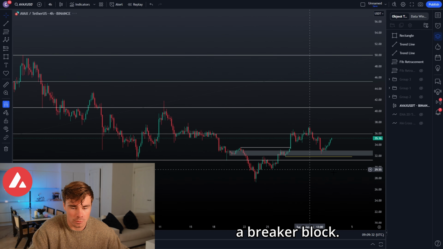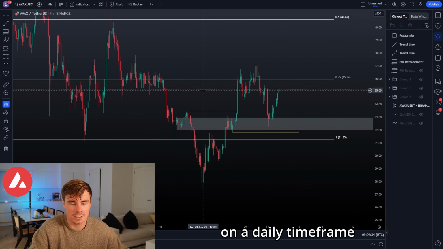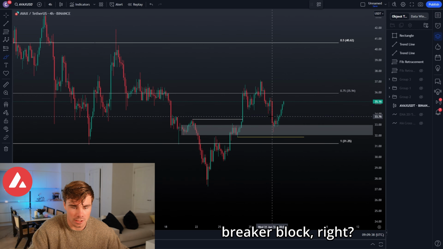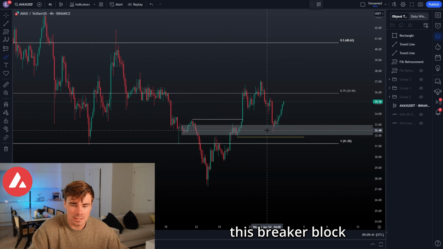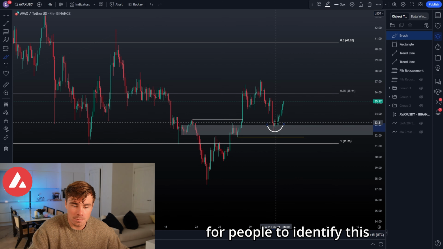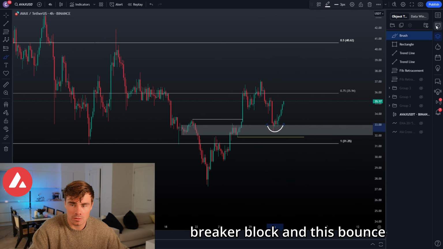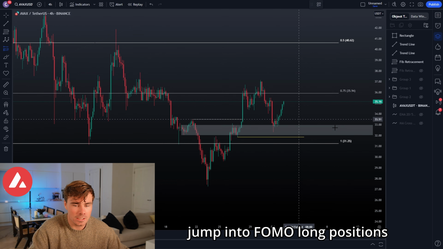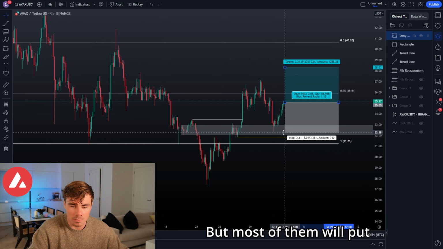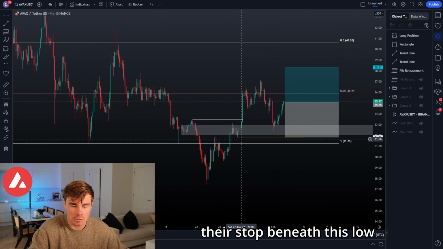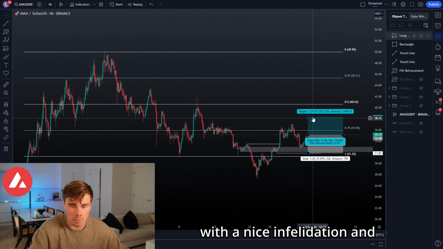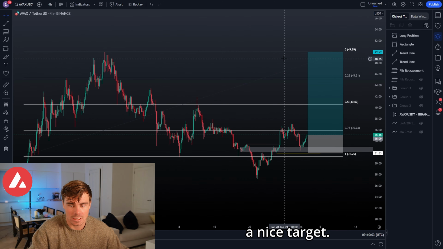It's what we call a breaker block. So we have this breaker block on a daily time frame, in which we are currently seeing a beautiful bounce from the daily breaker block, right? But I think that this breaker block is potentially designed for this bounce, for people to identify this breaker block and this bounce, in which people are going to jump into FOMO long positions with their stop over here, but most of them will put their stop beneath this low because this low is below the daily breaker. So they think this is a nice setup with a nice invalidation and a nice target.